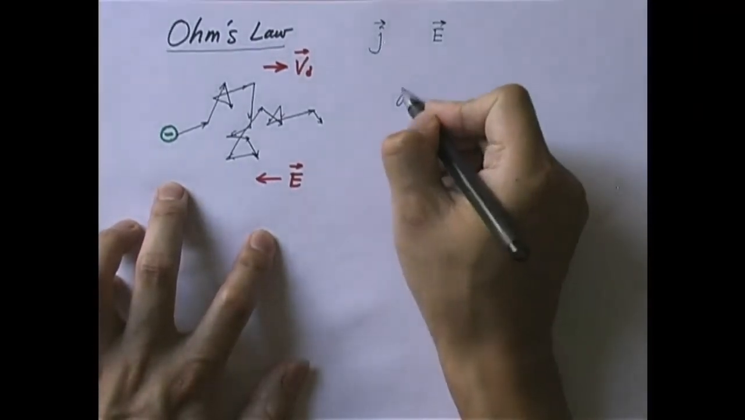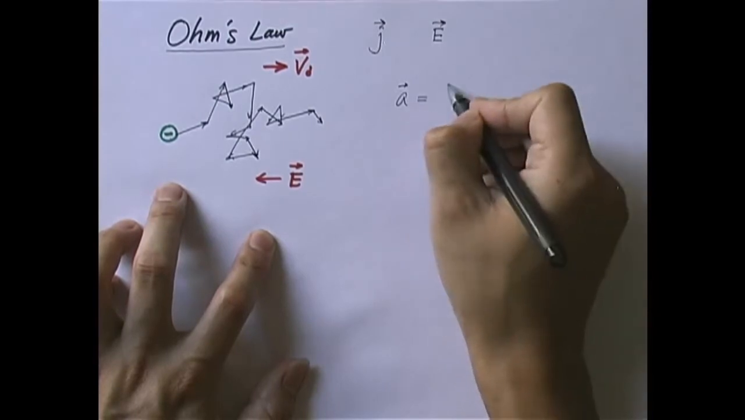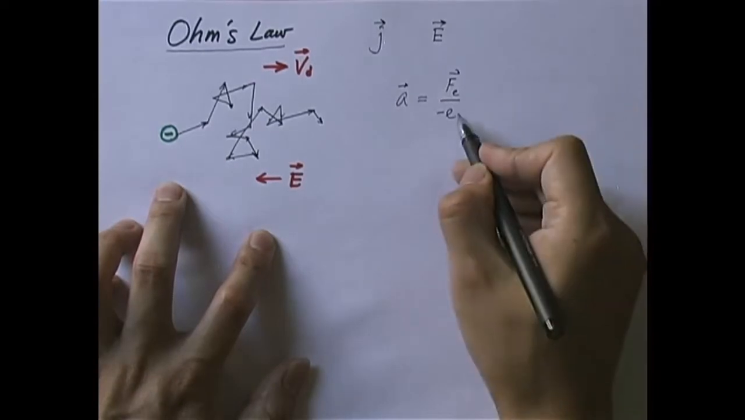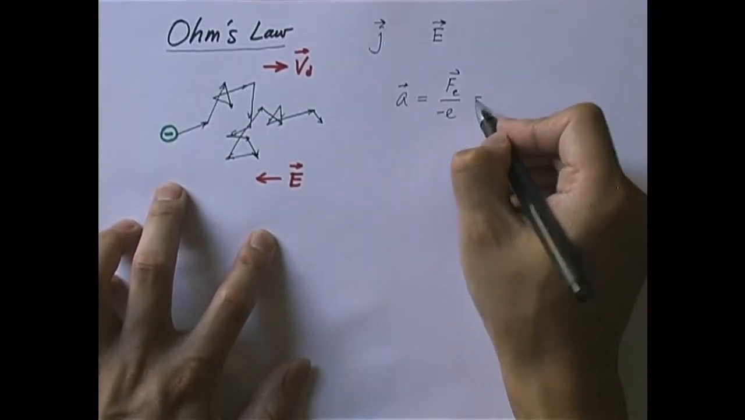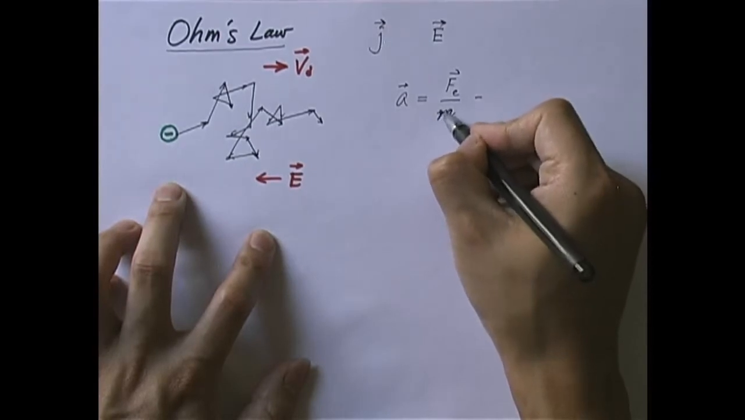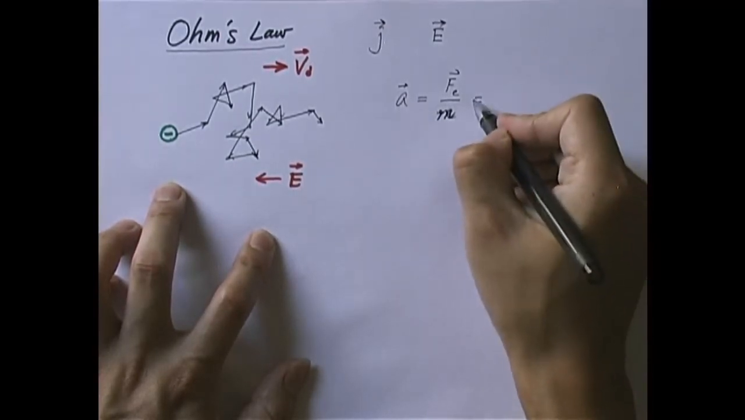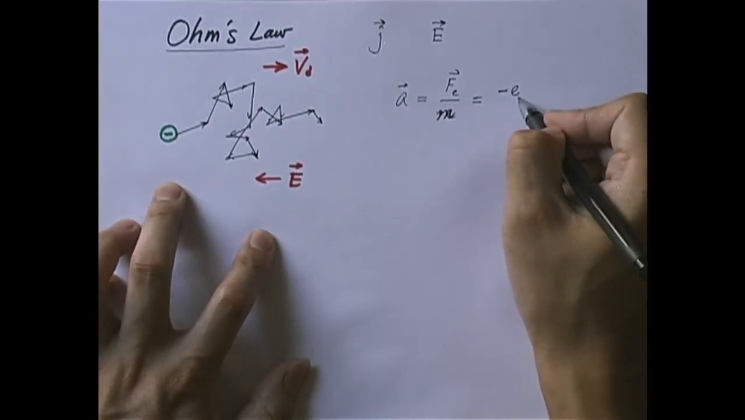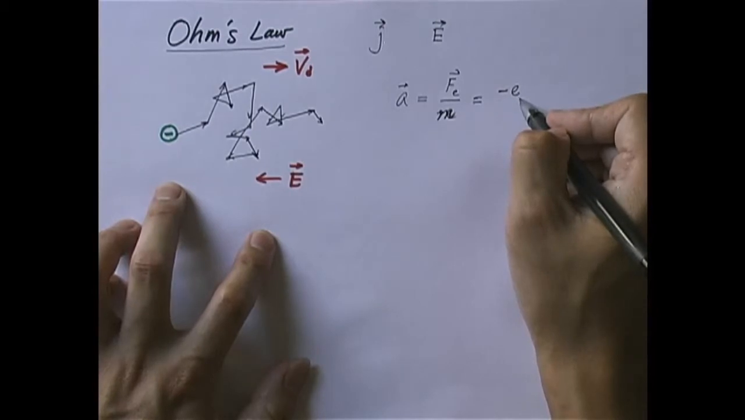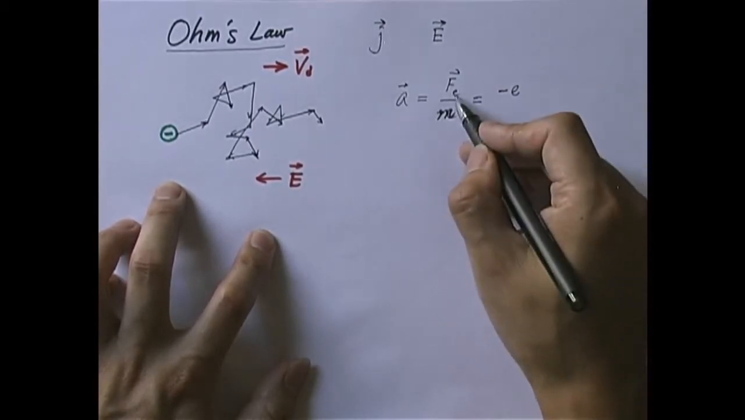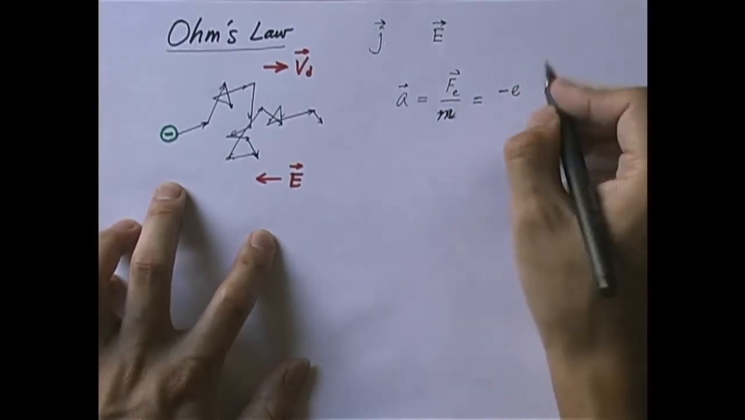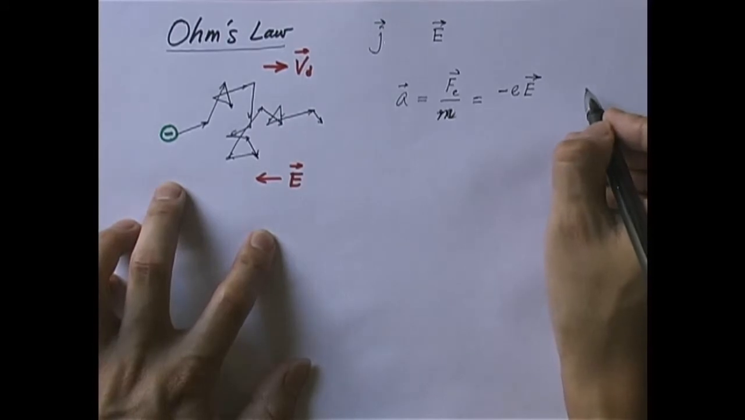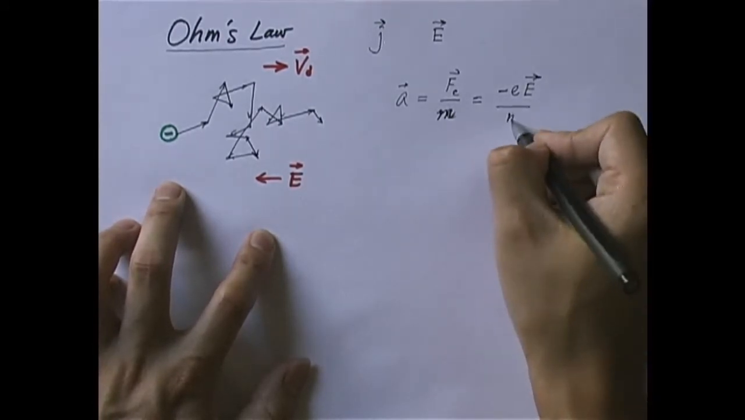A is equal to the force exerted on the electron divided by its mass. And what is the force exerted on the electron? That would be the electronic charge, actually negative e, e being the magnitude of the electronic charge, 1.6 times 10 to the negative 19 coulomb. So it's negative e times the electric field E. That is the electric field responsible for creating the current, the external electric field. We divide it by its mass.